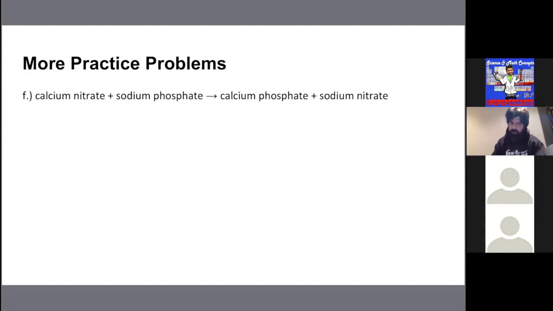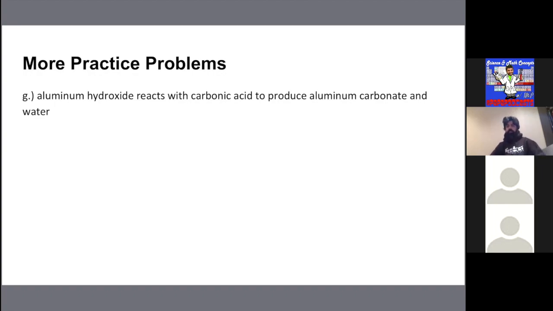Let's see, what's the next one? Actually, no, let's balance this one here. We're going to balance this one. Okay, so we have aluminum hydroxide reacts with carbonic acid to produce aluminum carbonate and water.